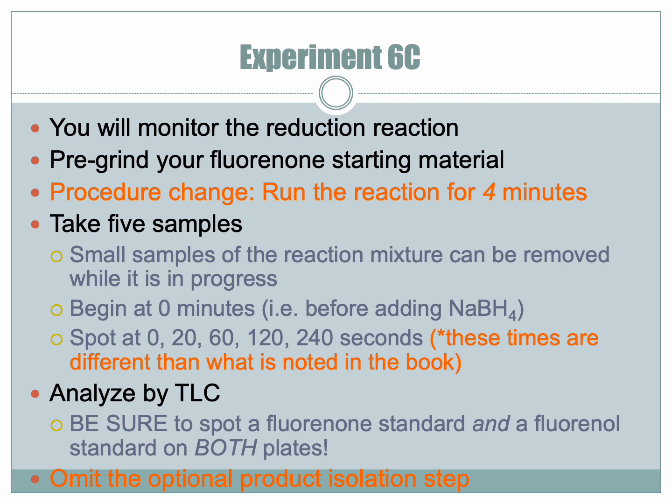Okay, so in 6C, we're going to monitor the reaction. Pre-grind the fluorinone starting material. We're going to change the procedure from the book a little bit and run the reaction for 4 minutes. And we're going to take 5 samples. Small samples of the reaction mixture can be removed while it is in progress. So we're going to get our first sample at 0 minutes, which is before we even add the sodium borohydride.